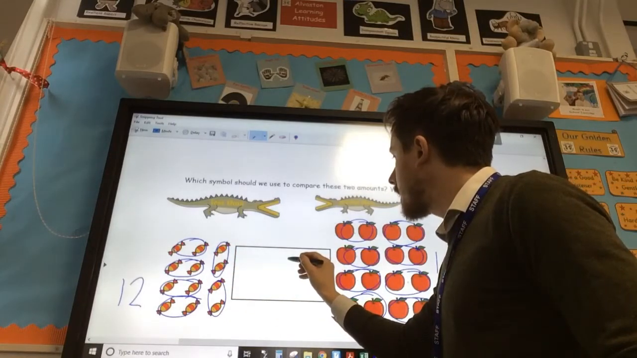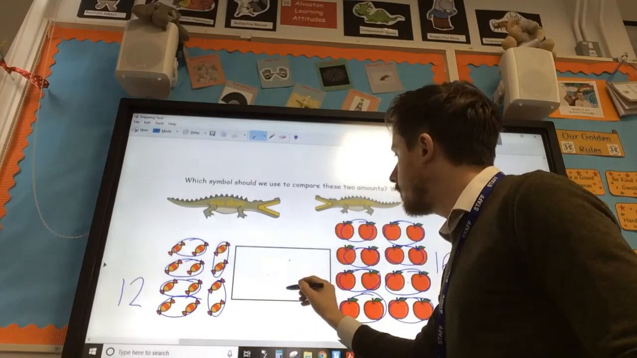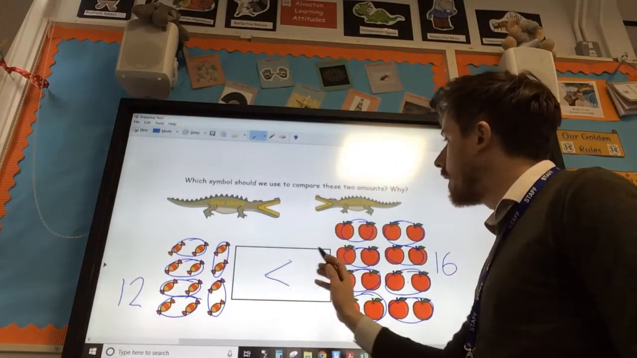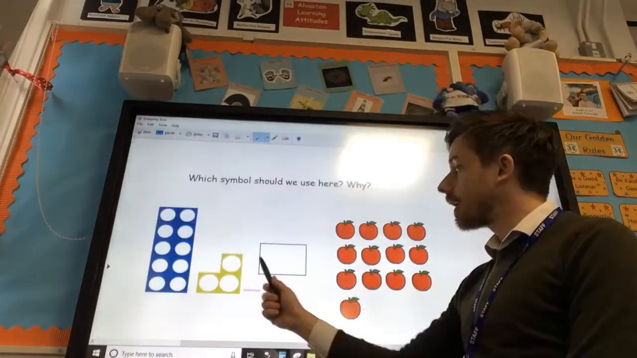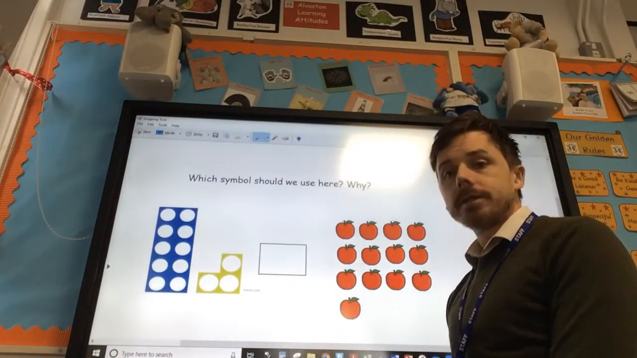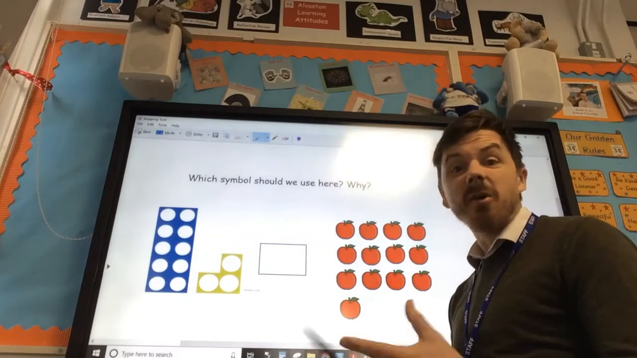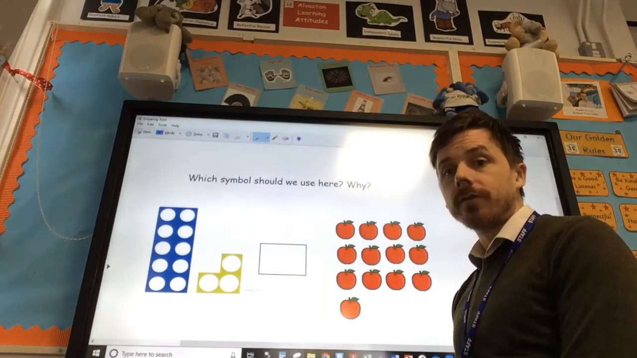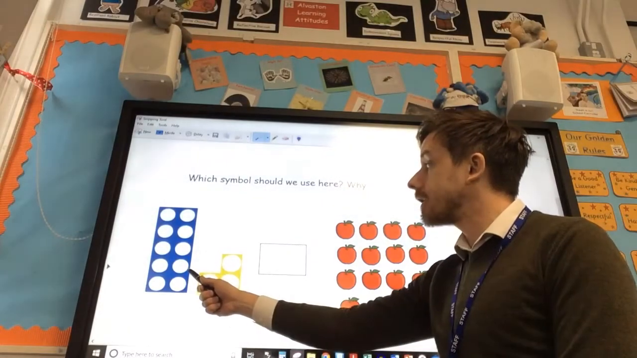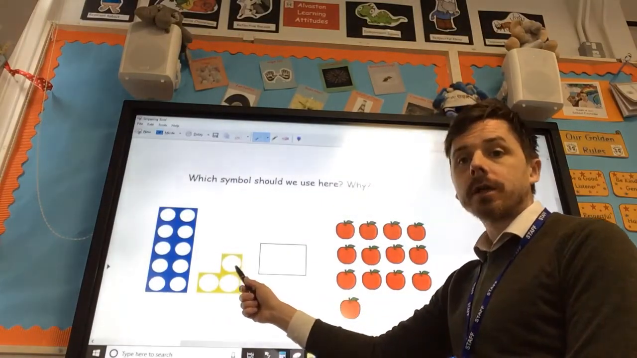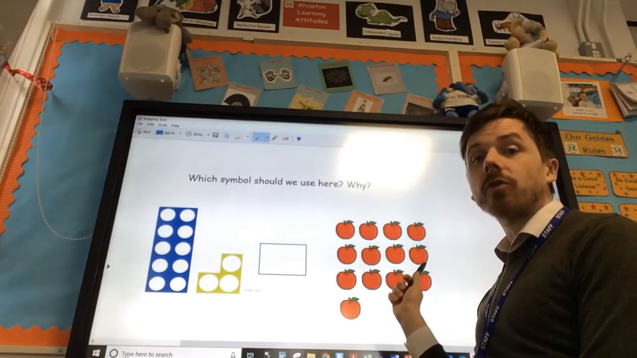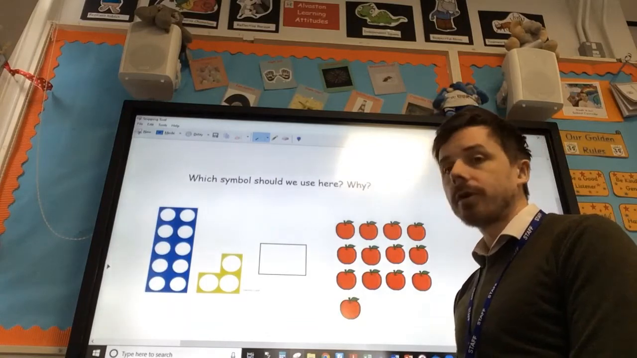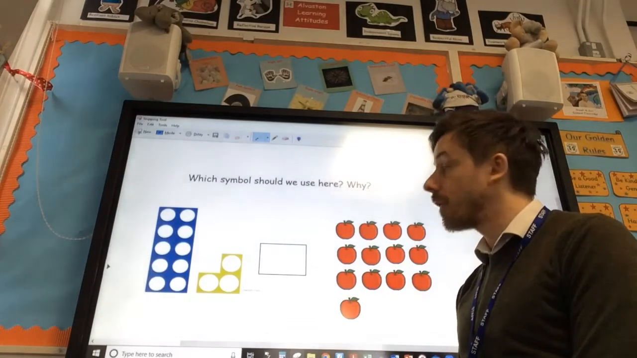So those symbols again, I showed you to do 3 dots and just join them up, and then I've got my symbol. So 12 is less than 16. Comparing two amounts, but this time for varied fluency, just to help us with our understanding of the symbols, we're going to use 2 different types of equipment. So here I've got Numicon representing a number, and here I've got an amount represented using apples. So what we'll do first of all is work out which number those representations show.